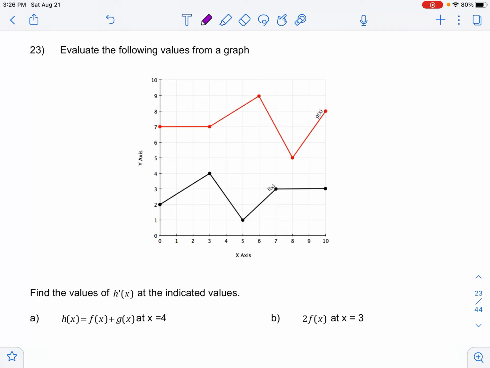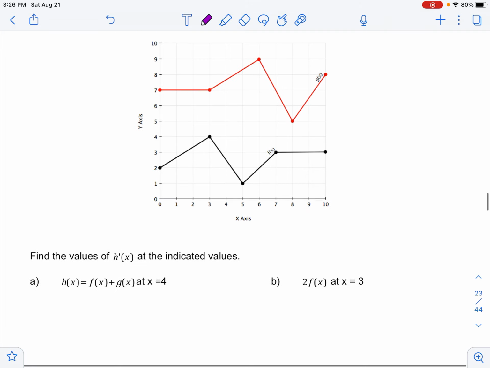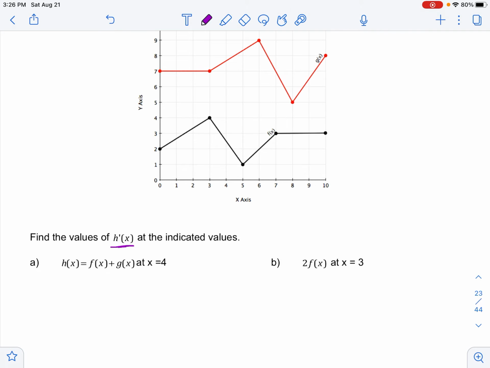Okay, in these problems, we're going to use the rules of the derivatives again, but this time we're going to pull the information from a graph. So we want to find h prime of x at all the values that I've listed below. So if h of x is f of x plus g of x, the rule says when we're just adding or subtracting, I'm just going to go ahead and take the derivative of each piece separately.